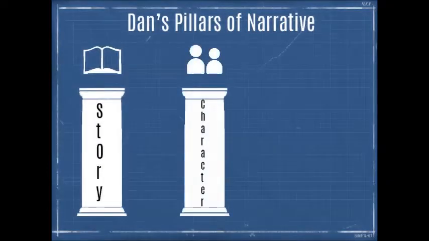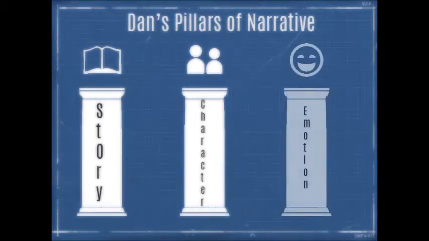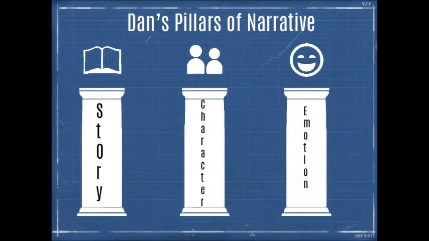The other two pillars, one is character. I think character is the epitome of narrative. If you don't have strong characters, if you don't have relatable characters or likable characters, or even characters that you can hate, if you can really get emotionally invested in a character, then that's going to really fuel your narrative. So that's a very strong pillar. And I think the other one piggybacks off of that, and it's emotion.